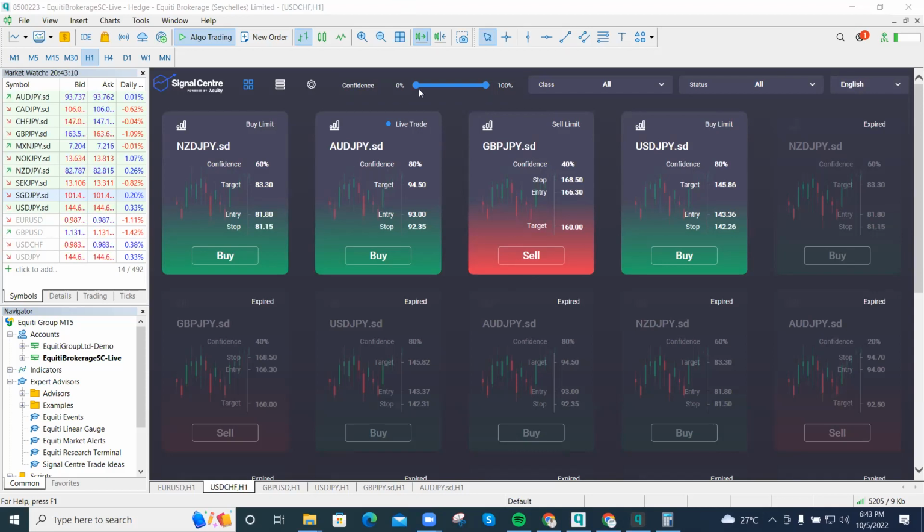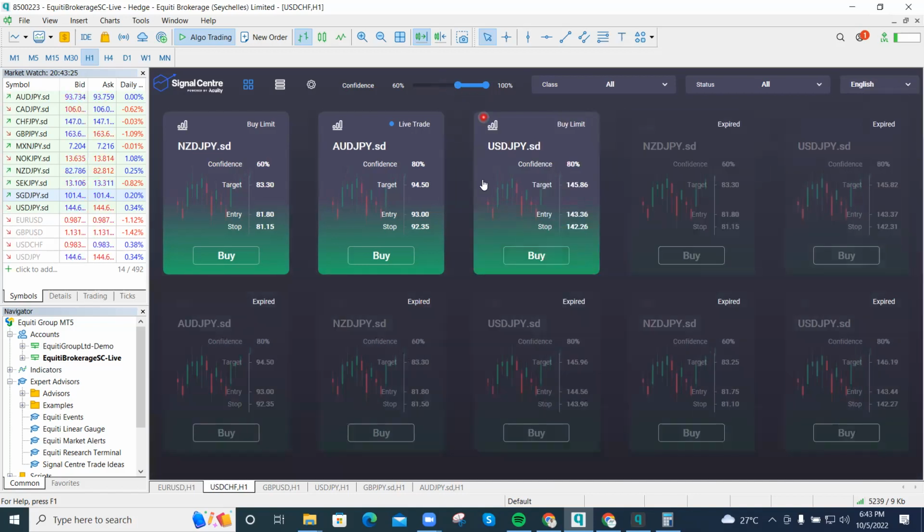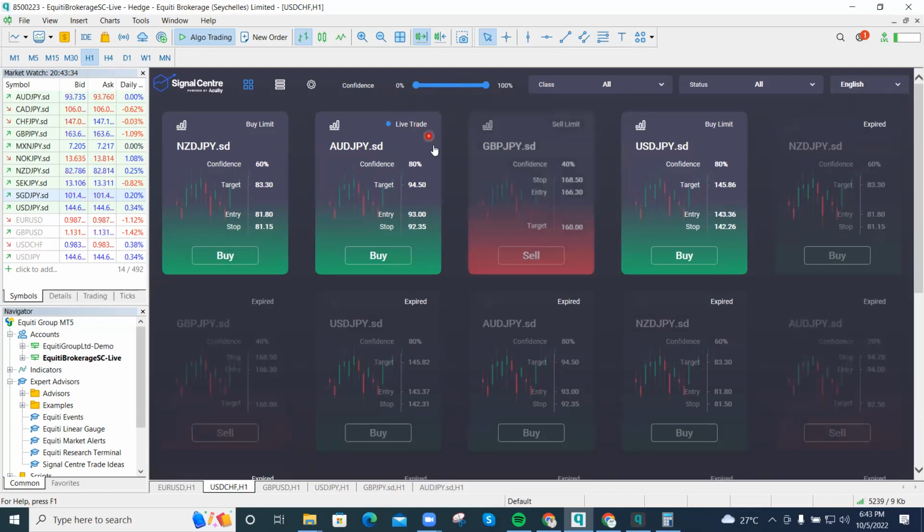Would you want to look for trades with a 50% confidence level and above? Then you can move the confidence level to at least 40%, and automatically it's going to filter all the trades and show you only the trades with 40% and above confidence level. Should you want to look at trades from 60% and above, you can change that as well, and it's going to show you only trades from 60% confidence level and above. I'm going to return it back to zero because I want to see all of the trades that are available for me.